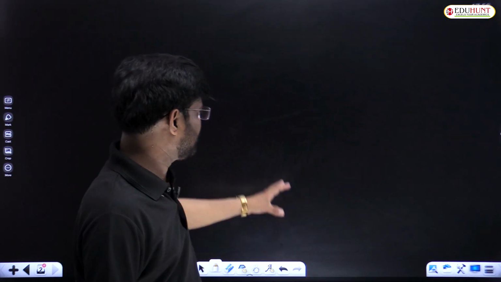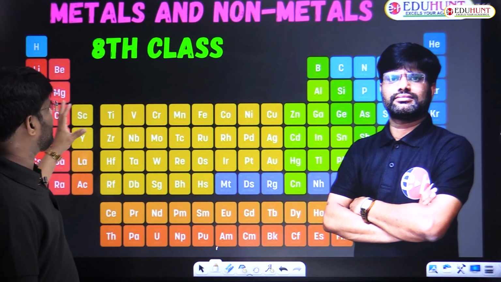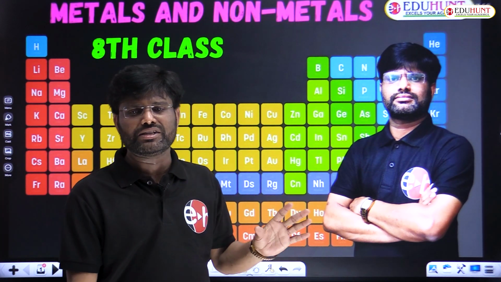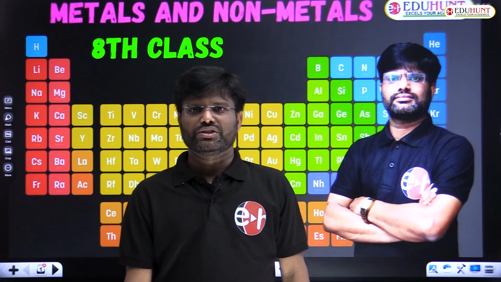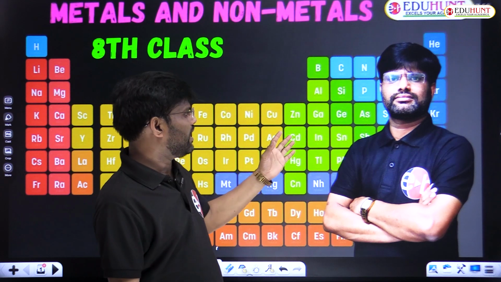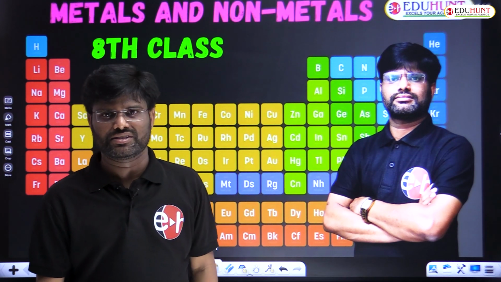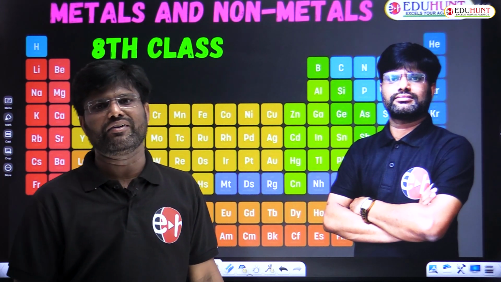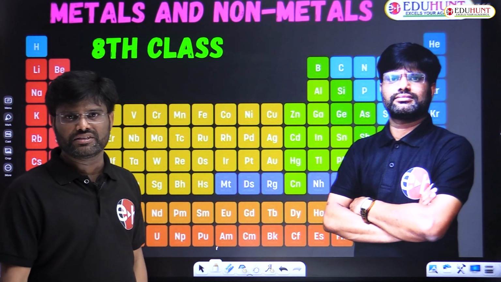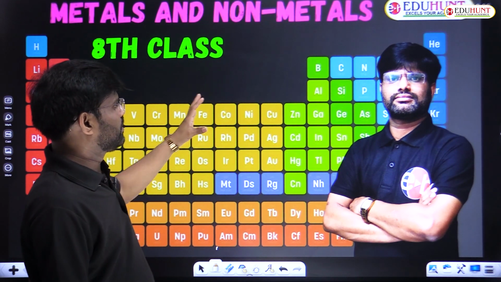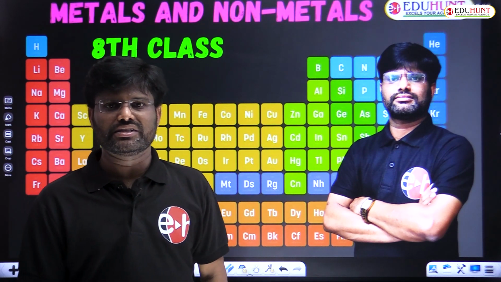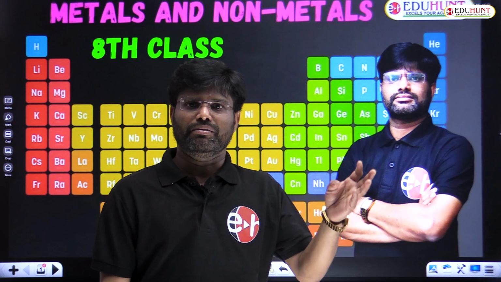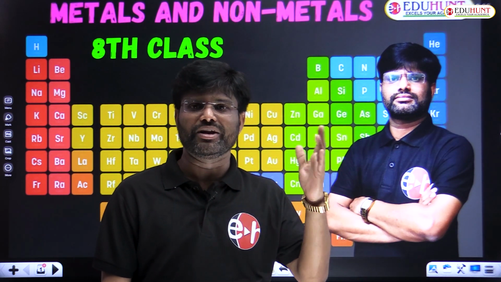What are the metals? Here in the periodic table, most of the elements are metals only. 80% are metals, and 20% are non-metals, metalloids and noble gases. Children, understanding? In our daily life we are using all these metals. Out of 118 elements, 80% are metals, and 20% are non-metals, metalloids and noble gases.